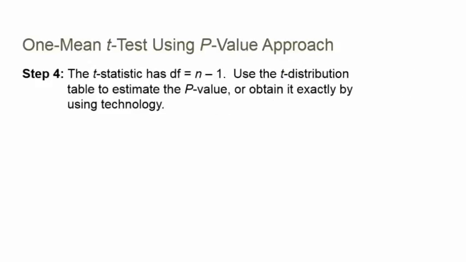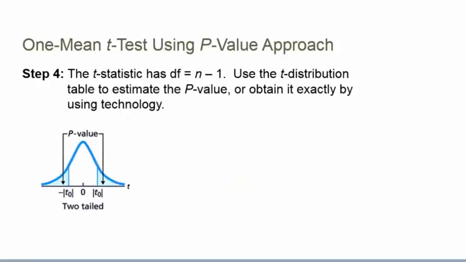One mean t-test using p-value approach. Step 4. The t-statistic has df equals n minus 1. Use the t-distribution table to estimate the p-value or obtain it exactly by using technology.